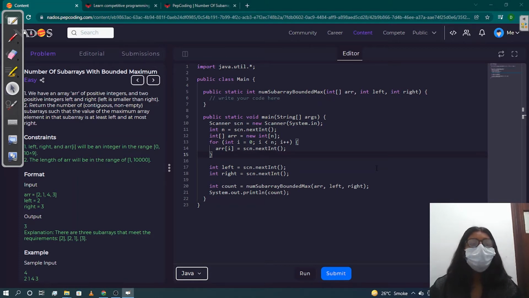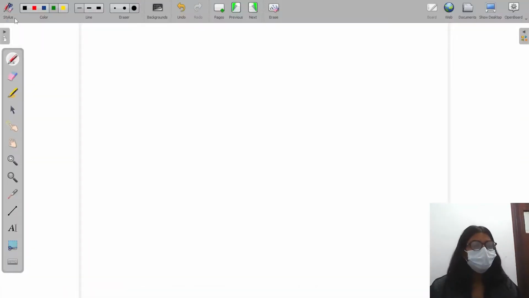We have to return the number of contiguous subarrays such that the maximum element in each subarray lies between our low and our high. So we have to return the count of the subarrays that can be formed where my maximum lies in my range, that is between low and high. Let's take a simple example. Let's say I have my array consisting of 2, 1, 3, 4. This is my array.